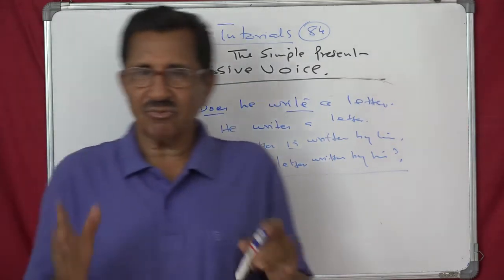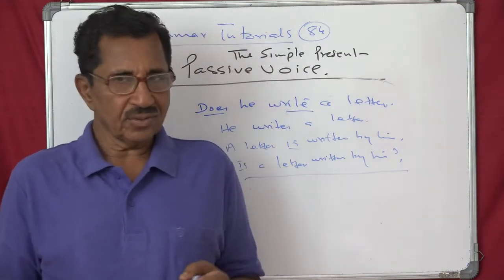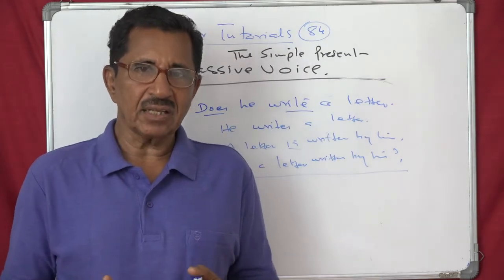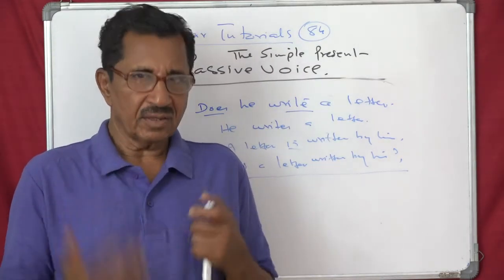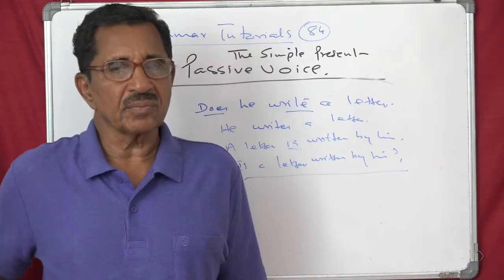So, statement is very easy. Yes or no question you have to simplify. W question also you have to simplify. You make them statements and then slowly move. First yes or no question, then W question. So that is how it can be done, and so it becomes very easy for you.